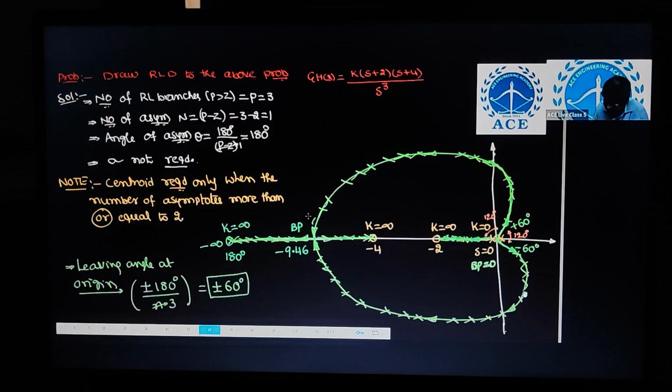That's all. When k equal to infinity. Is it clear, all of you? Is it clear? Right, very good. Next rule.